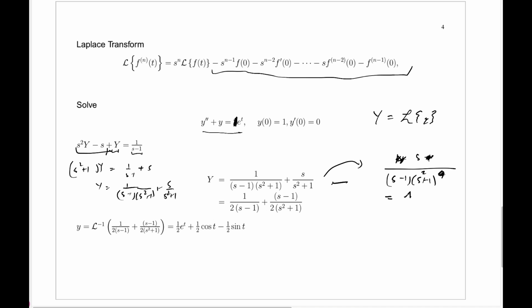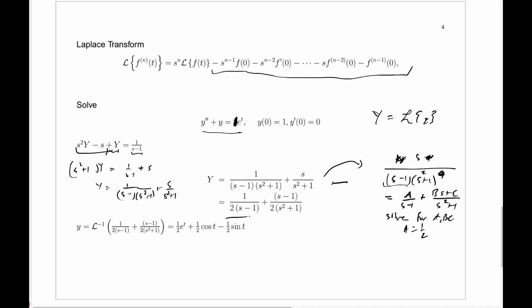The partial fractions decomposition is just some constant A over s minus 1. But then because we have an s squared plus 1 here, which is an irreducible quadratic, we can write this as Bs plus C over s squared plus 1, and then solve for the constants A, B, and C to make this work. You can find by the cover-up method what A is. That's just what you get when you cover up this first term here and plug in s equals 1 to what's left. That's clearly A equals 1/2.